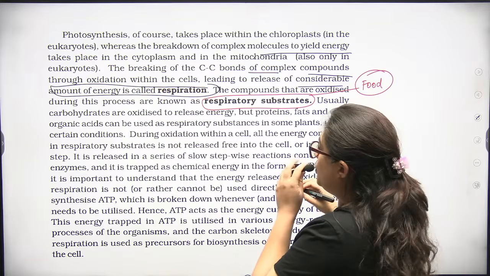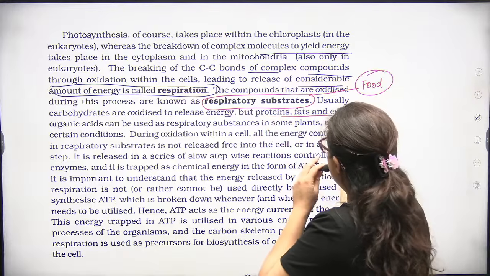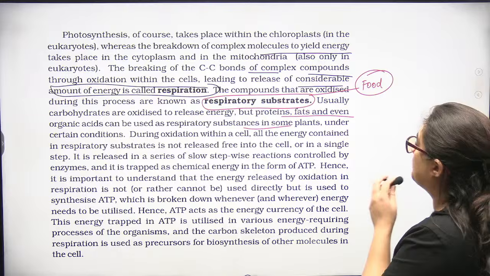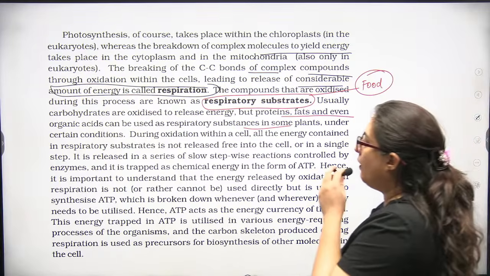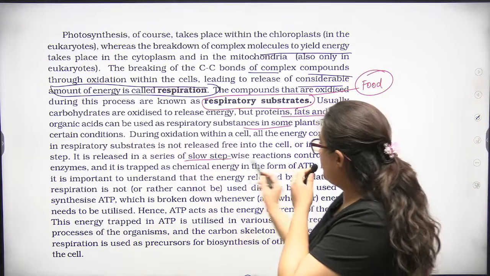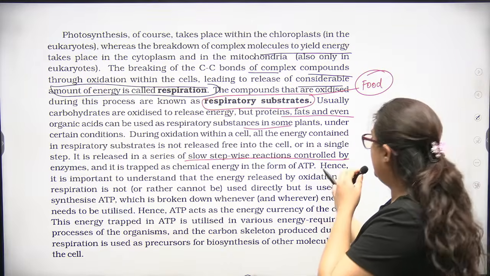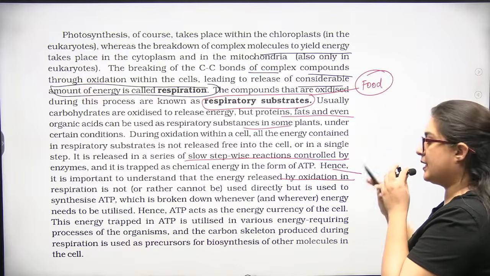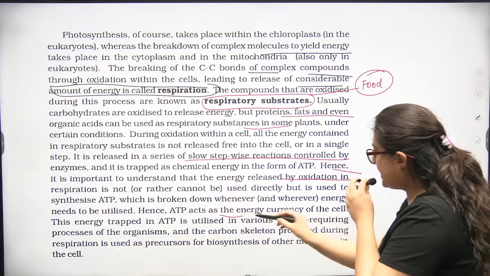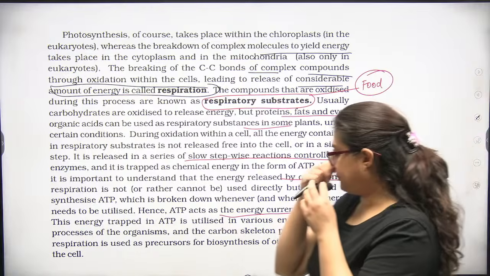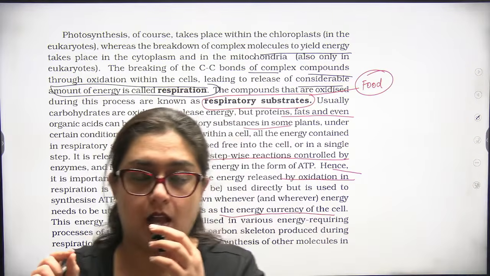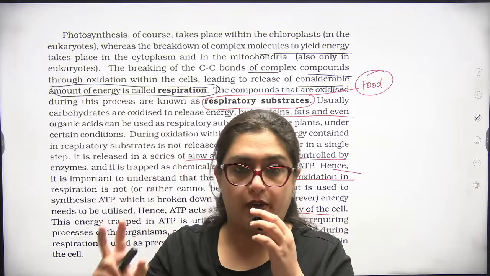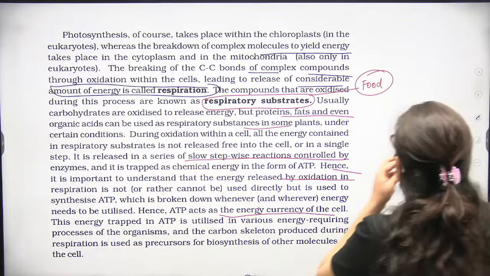Usually carbohydrates are oxidized to release energy, but proteins, fats, and even organic acids can be used as respiratory substrates. Now, the release of energy is a series of slow stepwise reactions. Hence, it is important to understand that the energy released by oxidation is respiration. ATP acts as the energy currency of the cell. Release of ATP is actually providing energy to the body to carry out other physiological activities.